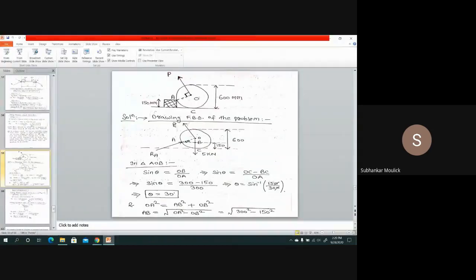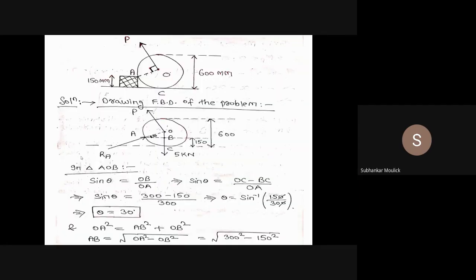Force P is applied. What you need to find out is the minimum value of force P such that this wheel will topple over point A of this block, as well as the reaction force exerted by this block on this wheel. Is the question clear? Any doubt so far?